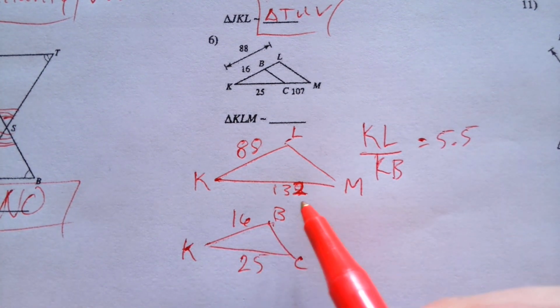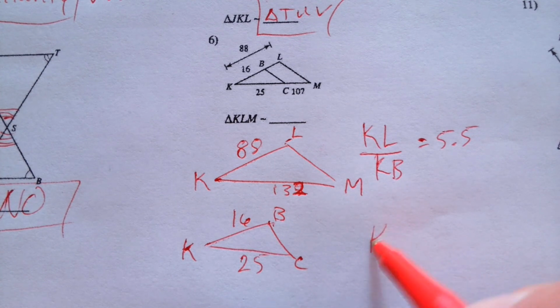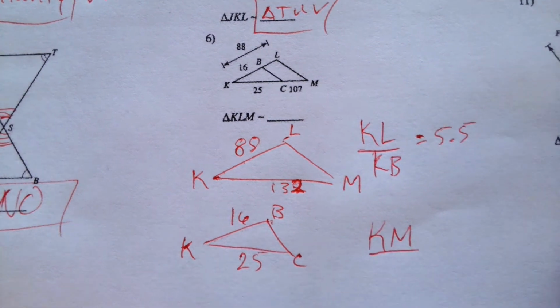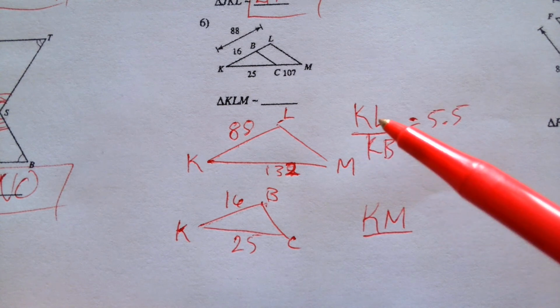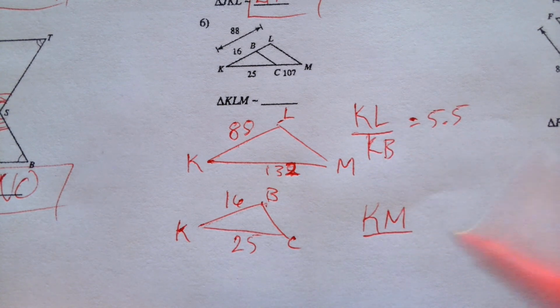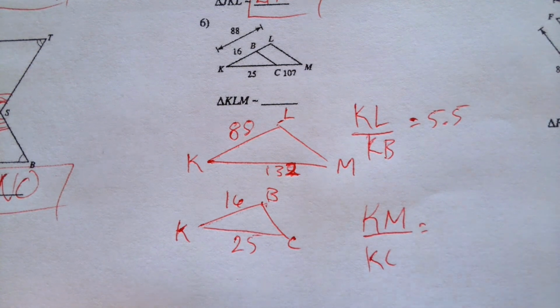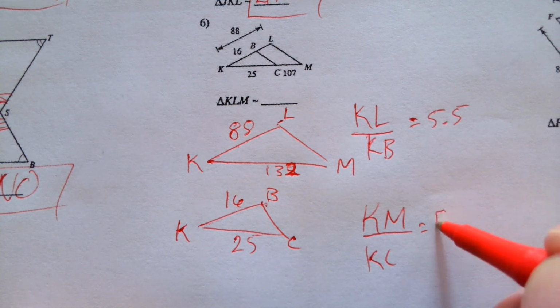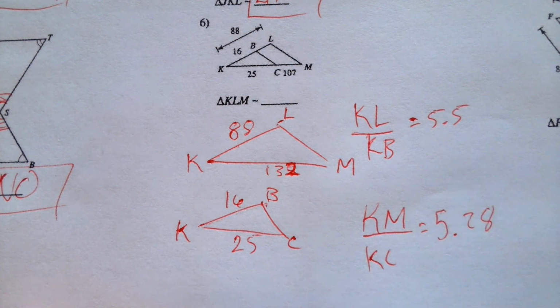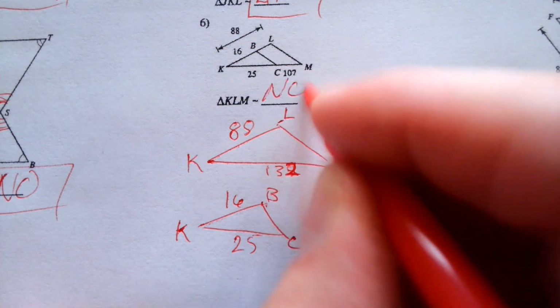And then KM, again in the same order. Making sure, since I wrote the big one on top, small one on bottom, I do the same here. So big one and then KC. That would be 132 divided by 25. Is that 5.28? Yep. So these are not proportional, so we can say no on this one.